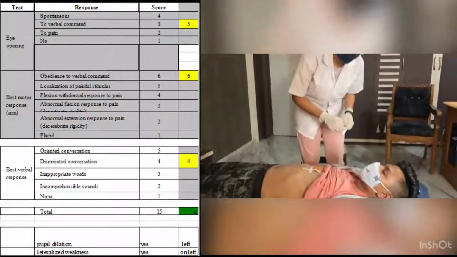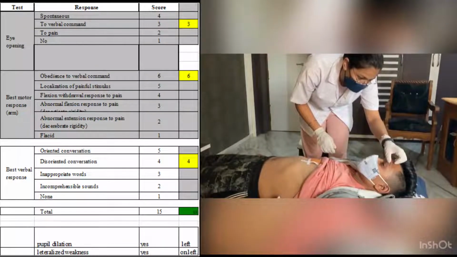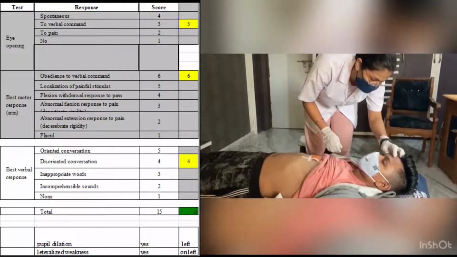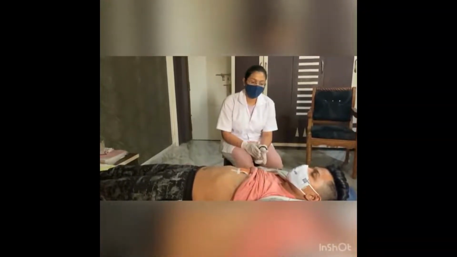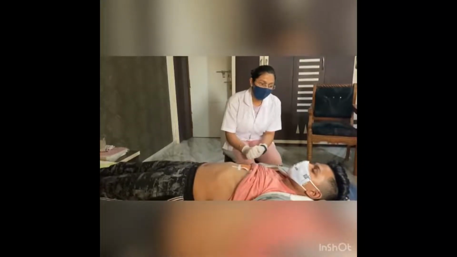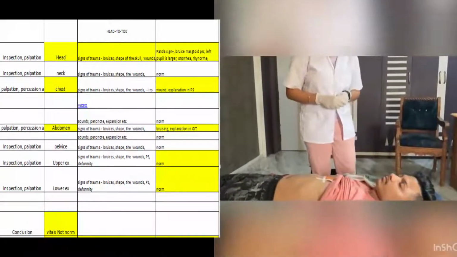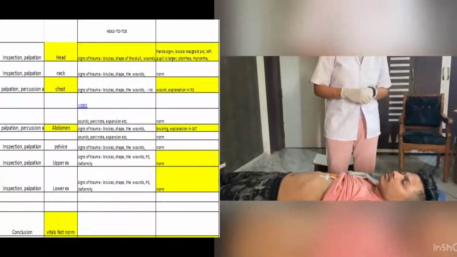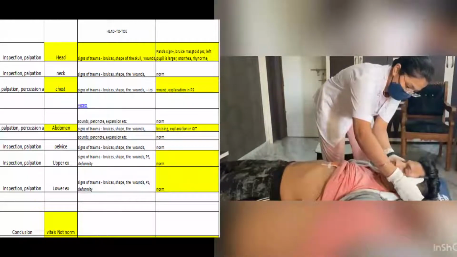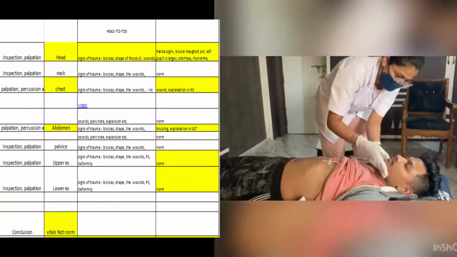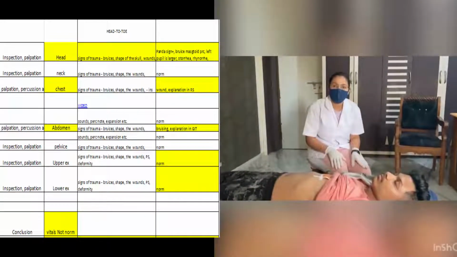Now I'm going to check your eyes. So the left pupil is larger. Now I'm going to perform head to toe examination. Is it okay for you? Okay. So firstly, we should inspect and palpate the head and chin, behind the ears and every part of the head. After inspection and palpation, there is a bruising in the mastoid process.